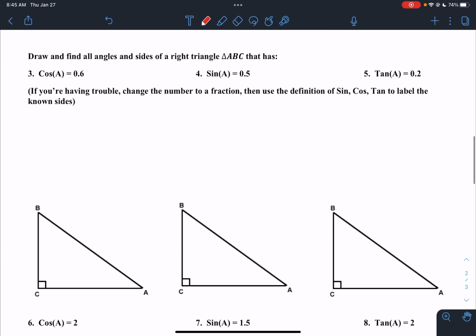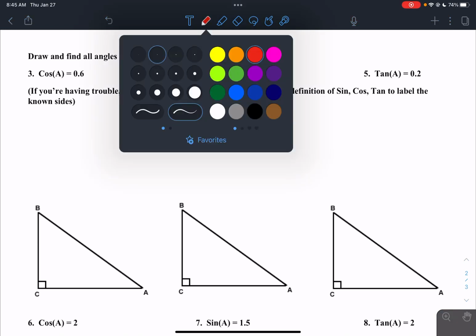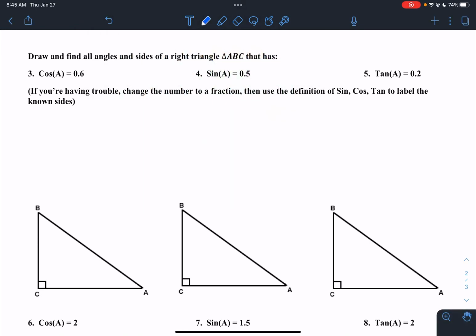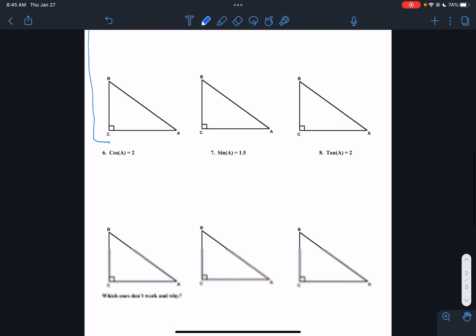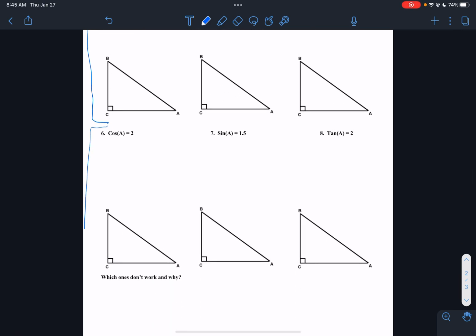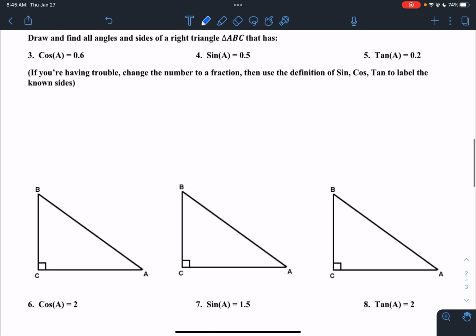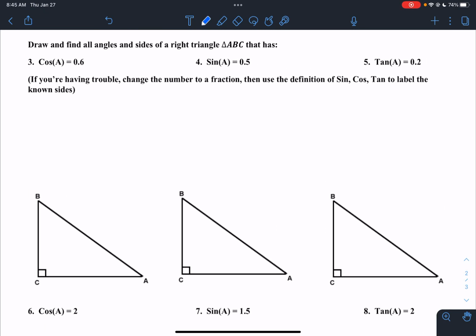When you get over here to the back, this is a little bit tricky, but this is using regular trig, so sine, cosine, and tangent. Just so you know, these problems go with these triangles, and then down here, these problems go with these triangles. And so what I want you to do here is draw and find all of our sides and angles by using regular trig.